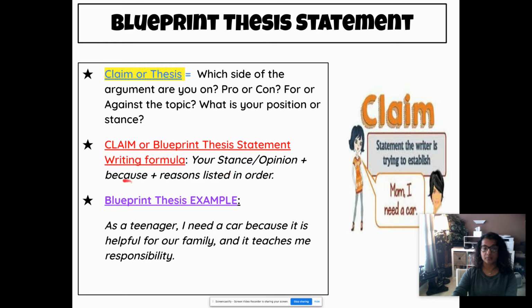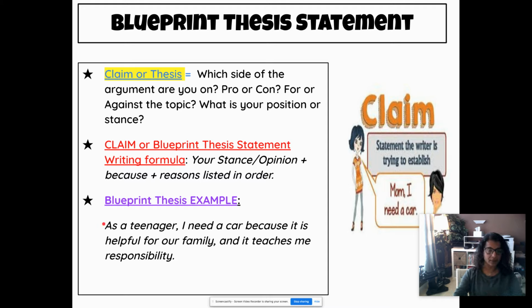Plus the word because. Now, some of you I know could probably write this without the word because, and that's fine, as long as we can establish your line of thinking. But I think this is a good idea to have the word because, it just sets the reader up. And then I want you to list your reasons in order. You want to list your reasons in order from the weakest to saving the strongest for the very end.